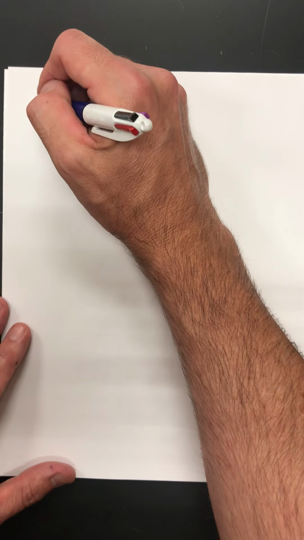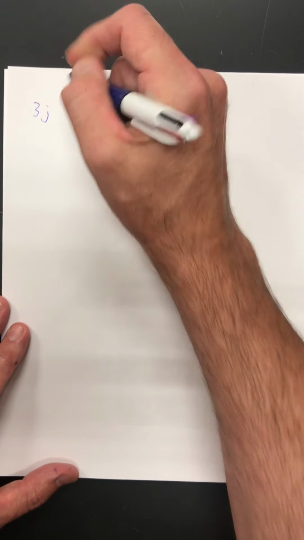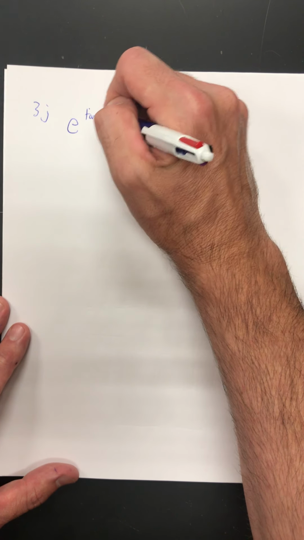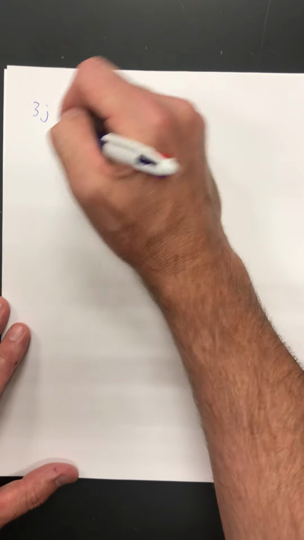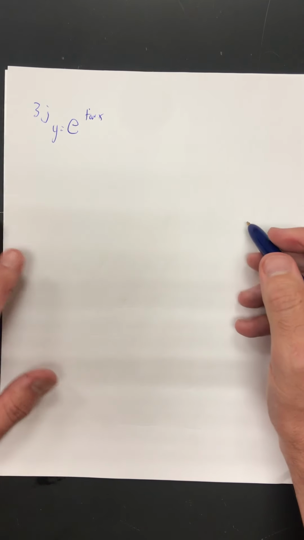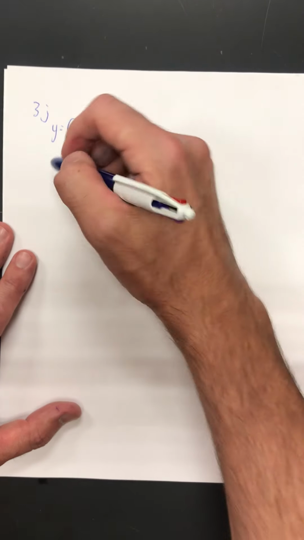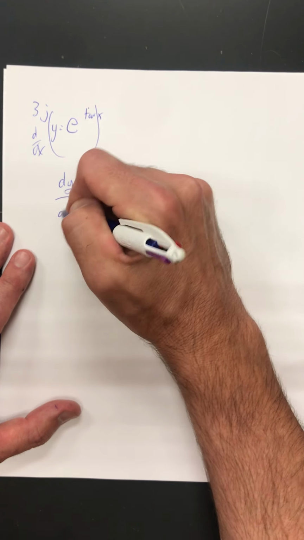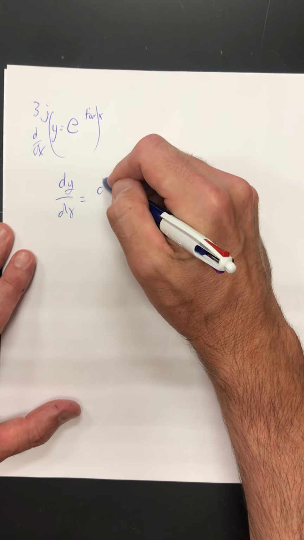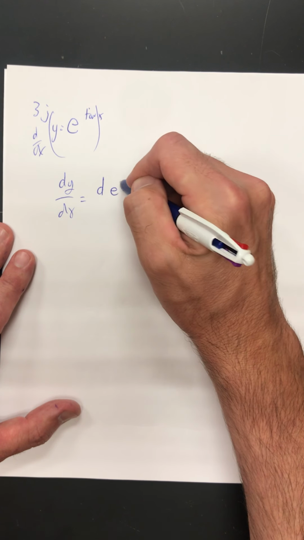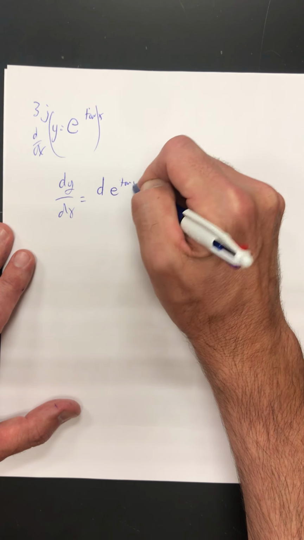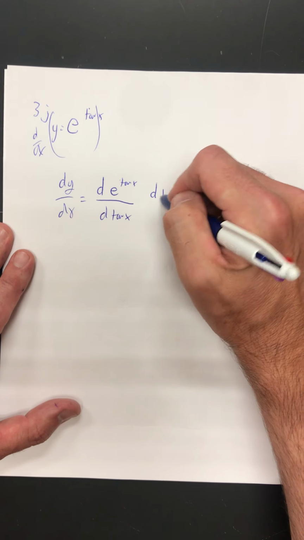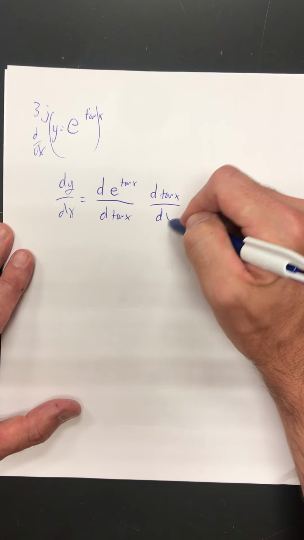And then we have j. Okay, so y is equal to e to the tangent of x. Nice easy problem here. And so that doesn't look like one of our rules. So here we go, d dx of that. So dy dx is equal to d e to the tangent of x, and I'll do it this way with respect to tangent of x, and then the derivative of tangent of x with respect to x.